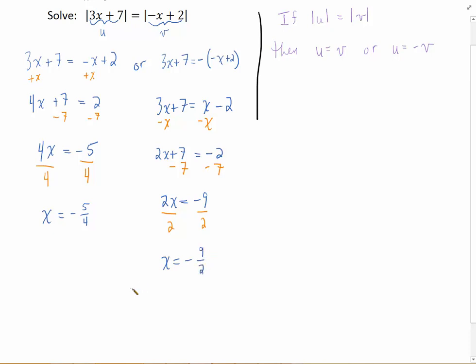So there are two solutions to the equation. x equals negative 5/4, and x equals negative 9/2. And we could substitute either of these values into the equation and come back with a true statement.